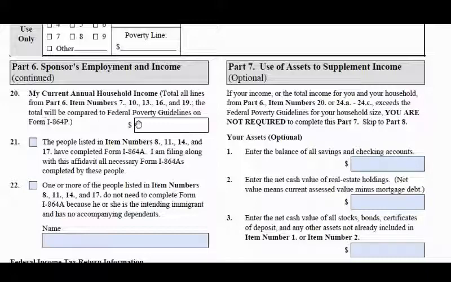So you're gonna put over here your income and then the income of those people who are helping you. You're gonna put the total of those incomes together and put a number over here. Okay, so that's the amount they're gonna compare with the poverty guidelines, to see if you are qualified to sponsor the intended immigrant. So you put a total amount here.